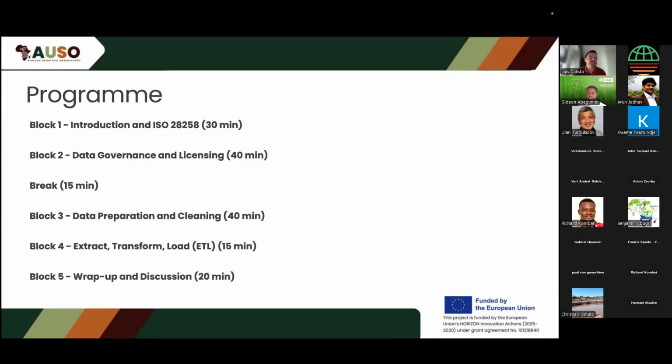This program today, we will start with a small introduction. I will use some questionnaires so we can also try to engage in some questions, just like the last training. So we'll start with an introduction, talking about ISO 28258, which is a soil standard for data. I'll bring a topic which we think is quite important: data governance and licensing. Then we'll have a short break, and then in the second part, we will talk about data preparation and data cleaning, soil data cleaning and soil data preparation. We'll have a very short hands-on, where I will show how we deal with ETL: extract, transform, and load. So basically loading the data into the database, and we'll finish with a wrap-up and some discussion.